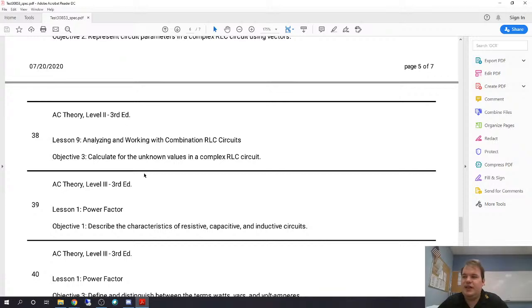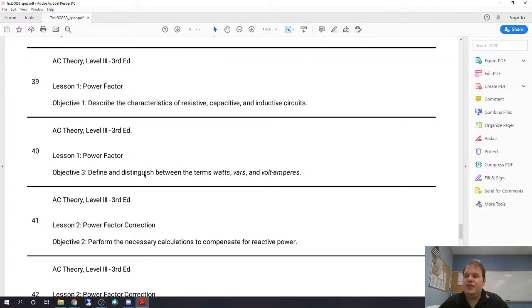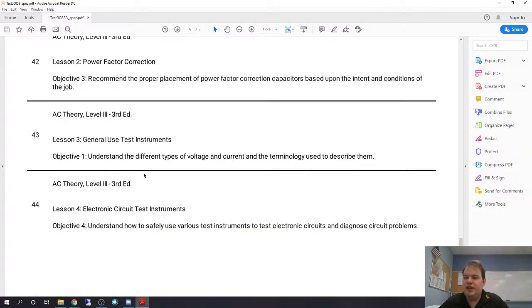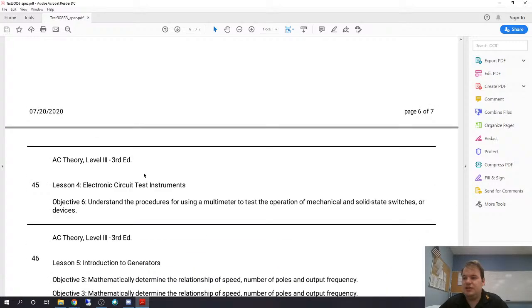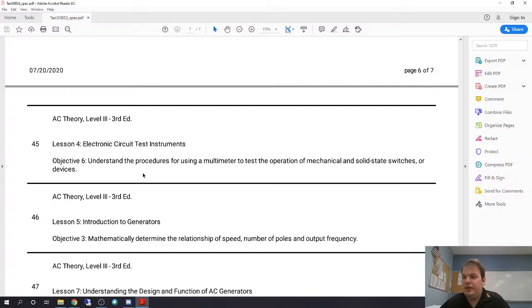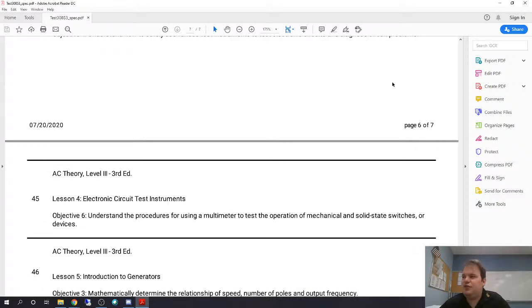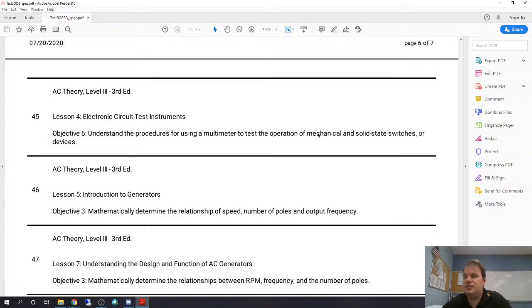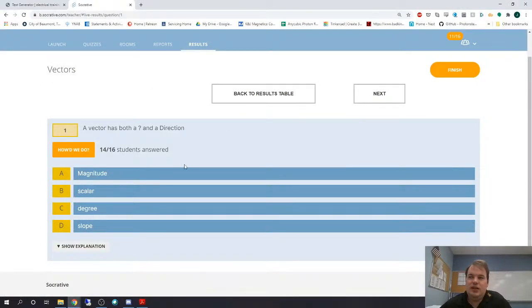And then we move into AC Theory Level 3, which covers some power factor and the stuff that y'all just took a test on. Y'all might actually still have that test with you right now. So that gives you some idea of what is going to be on the test. I linked that in the Discord. You can check that or the general tab for that file.